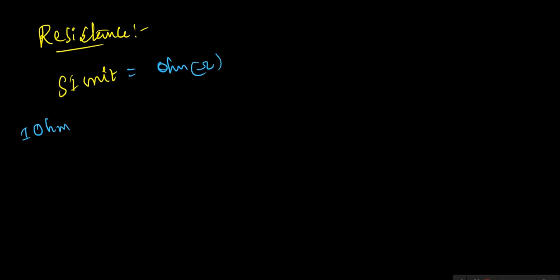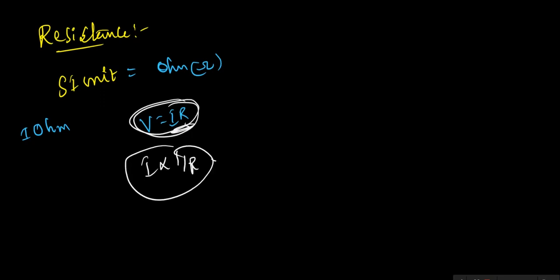1 ohm resistance, V equal to IR, right? From that equation we can say the current through a resistor is inversely proportional to its resistance. We know the formula V equal to IR. So the current through a resistor is inversely proportional to its resistance. So from this relation, I is inversely proportional to R.